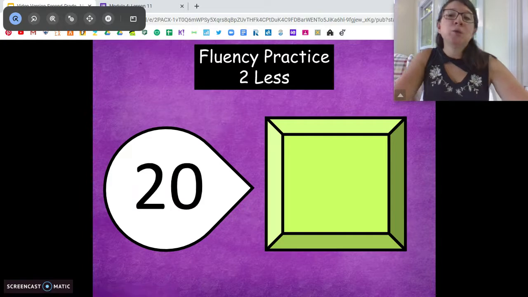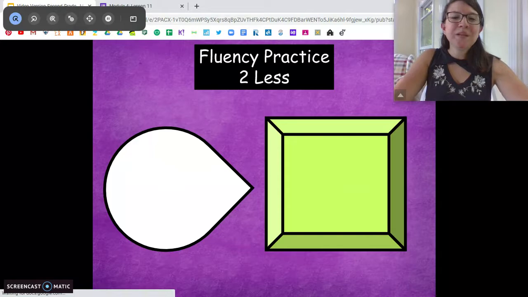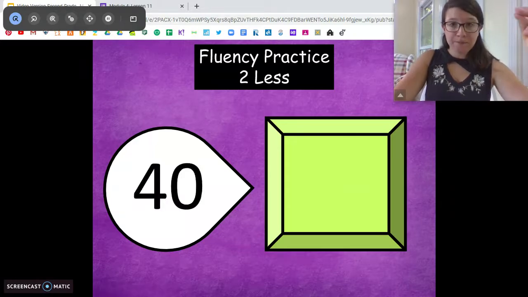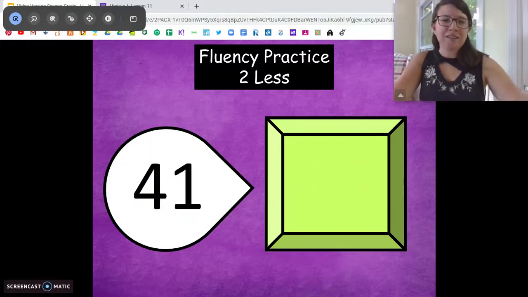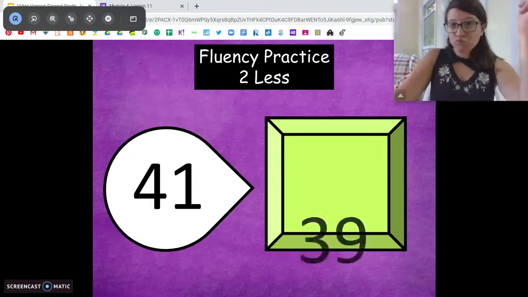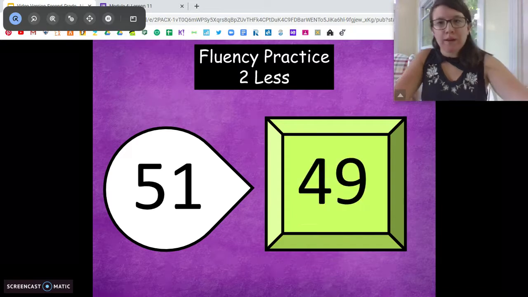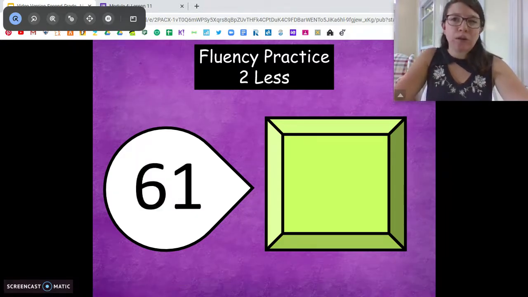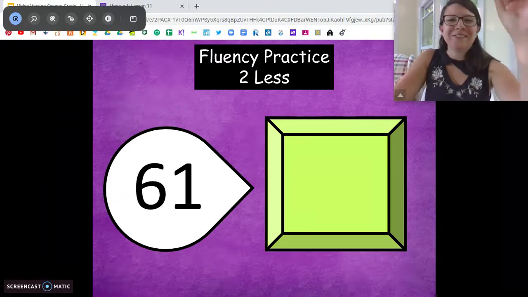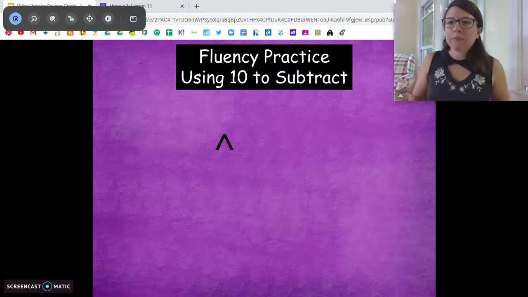9. Beautiful. 2 less than 20. 18. Awesome. 2 less than 40. 38. Awesome. 2 less than 41. 39. Very good. 2 less than 51. 49. Very good. 2 less than 61. Use the pattern. Oh, the wink. 2 less than 61. 59. Awesome.